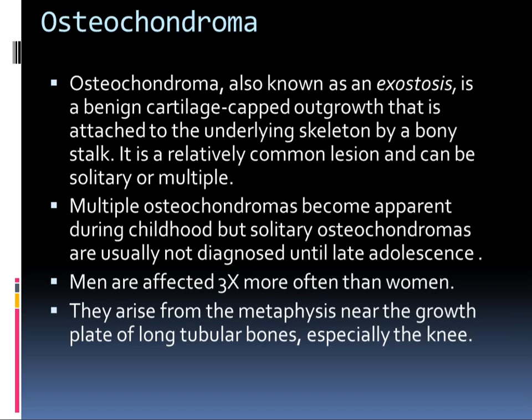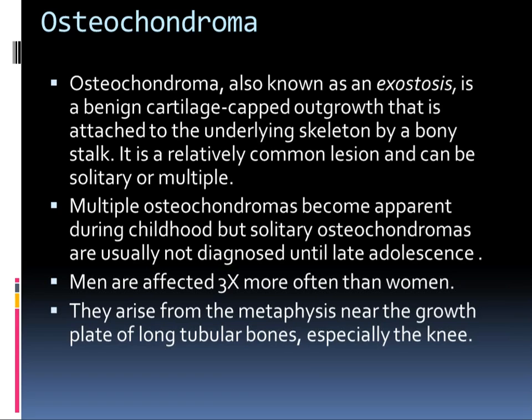Then coming to another one, osteochondroma, which is also a benign tumor and quite common. Exostosis, I think you must have heard, is a benign cartilage-capped outgrowth that is attached to the underlying skeleton by a bony stalk. I will show you the X-ray. It is a relatively common lesion and can be solitary or multiple. Multiple osteochondromas become apparent during childhood, but solitary osteochondromas are usually not diagnosed until late adolescence.